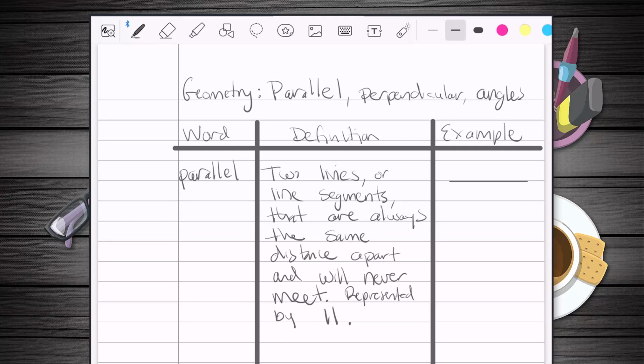So I'm going to draw 2 parallel lines here. They are the same distance apart and they will never meet. They kind of look like train tracks a little bit.